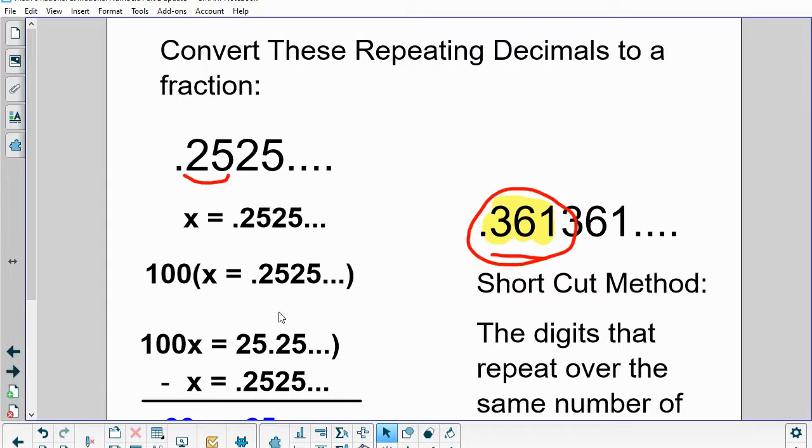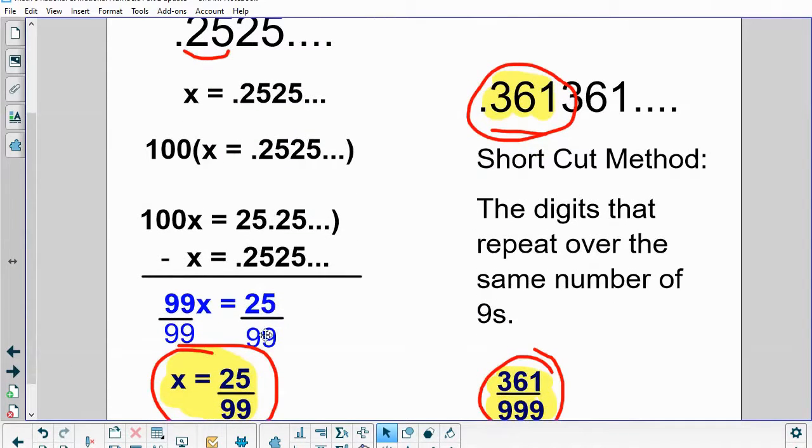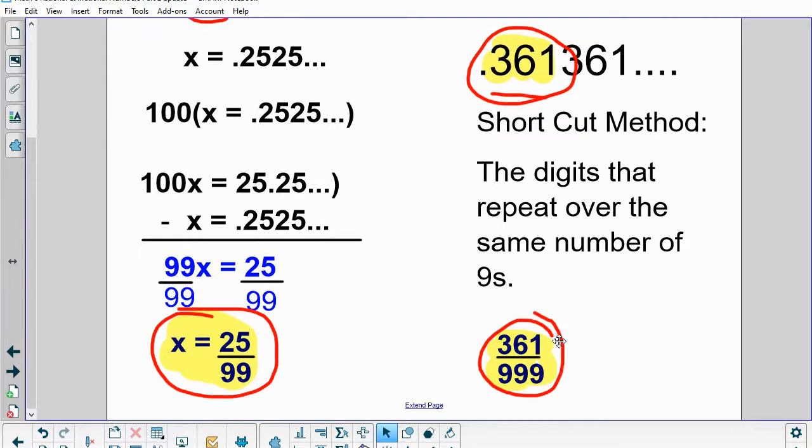Now we've got two digits that repeat, and our answer has those two digits over 2 nines. So our little shortcut on this then would be, if you have 3 digits that repeat, then you just write down the 3 repeating digits, whatever they happen to be, and underneath that you put 3 nines. So that's the secret formula.